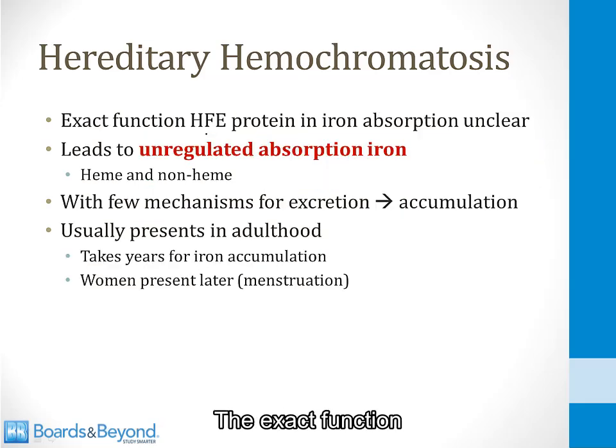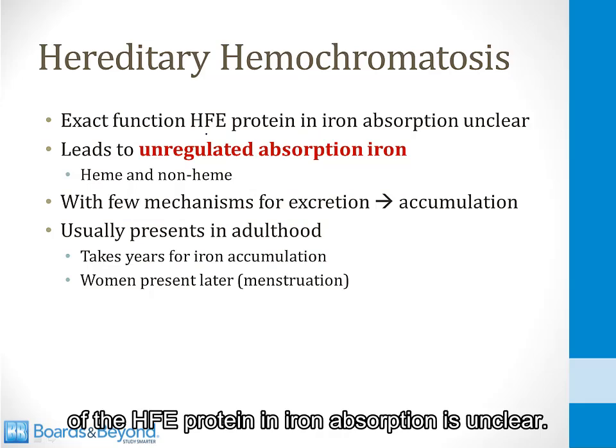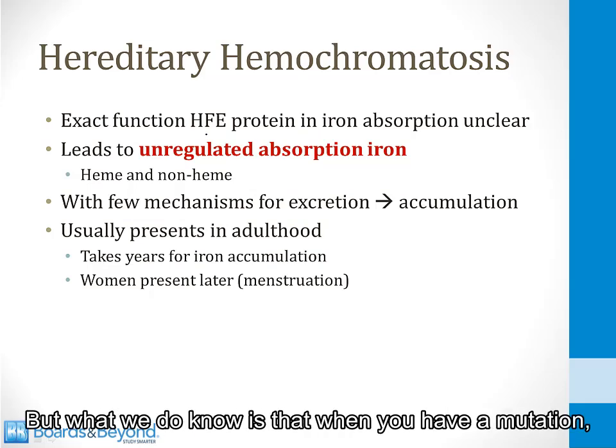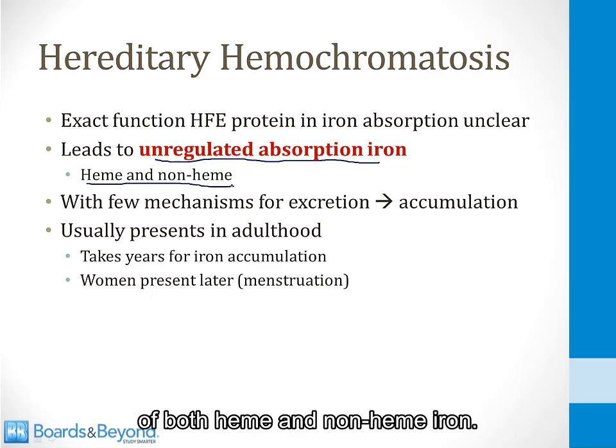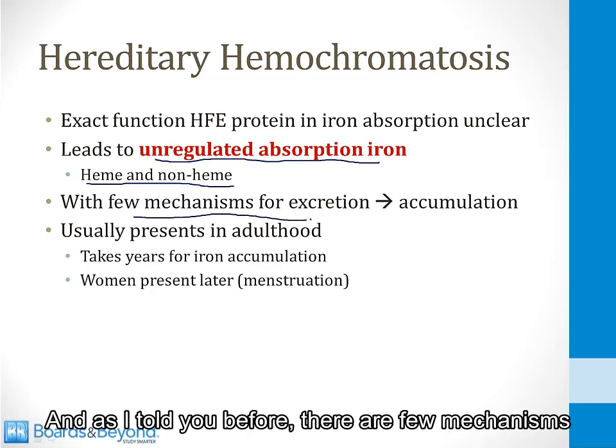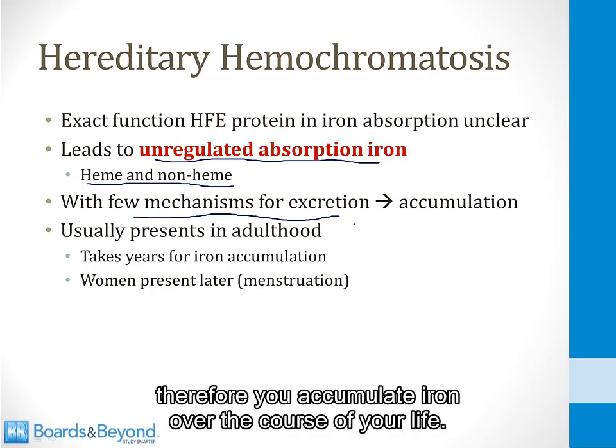The exact function of the HFE protein in iron absorption is unclear, but what we do know is that when you have a mutation, you develop unregulated iron absorption of both heme and non-heme iron. And as I told you before, there are few mechanisms for excretion of iron from the body, therefore you accumulate iron over the course of your life.